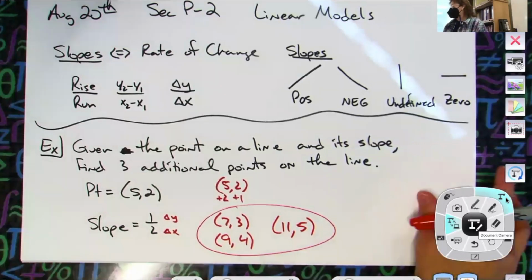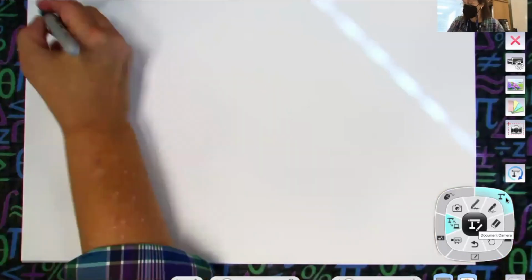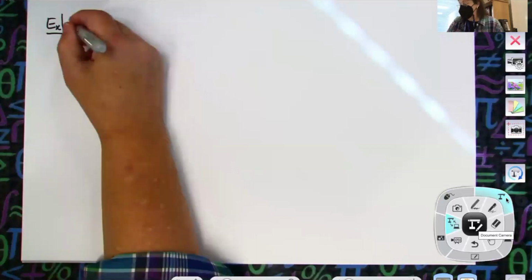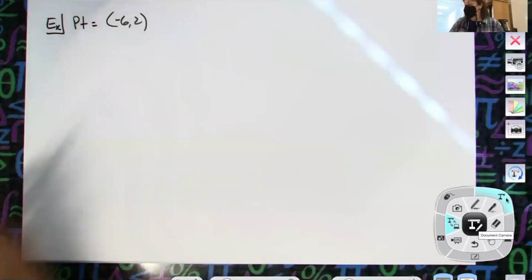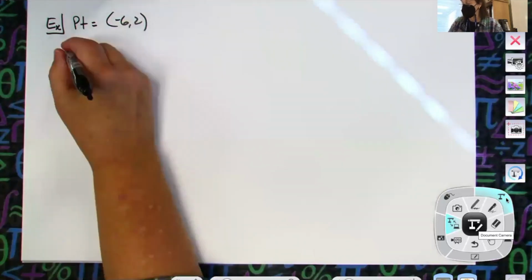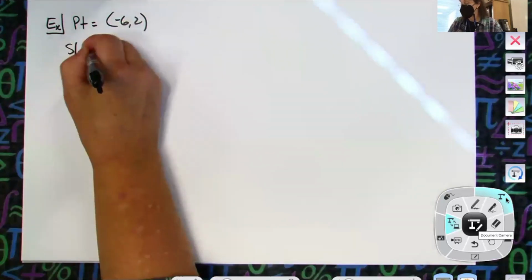Let's do another one of those just for practice. What if I gave you a point, let's say I gave you the point -6, 2, but this time I told you the slope is undefined.